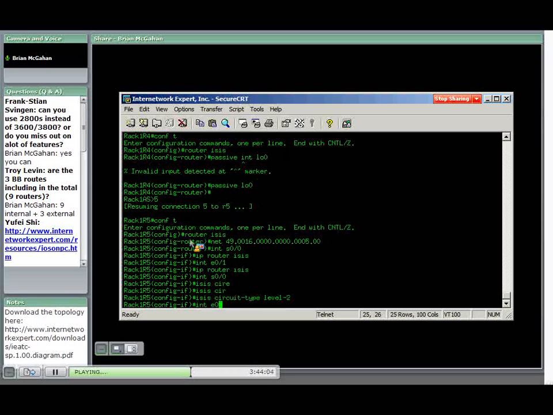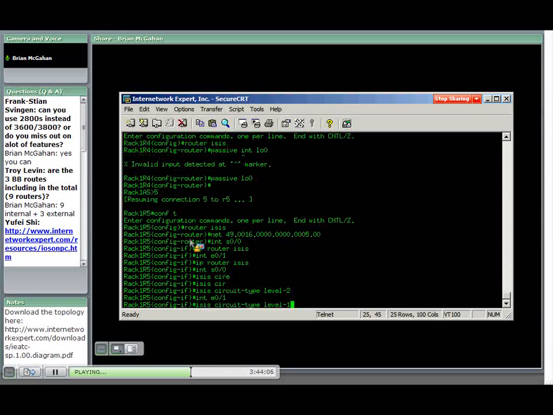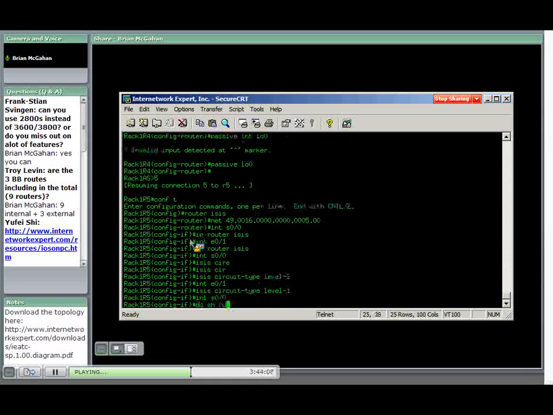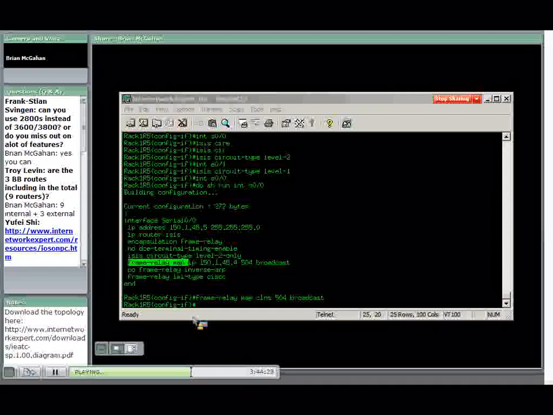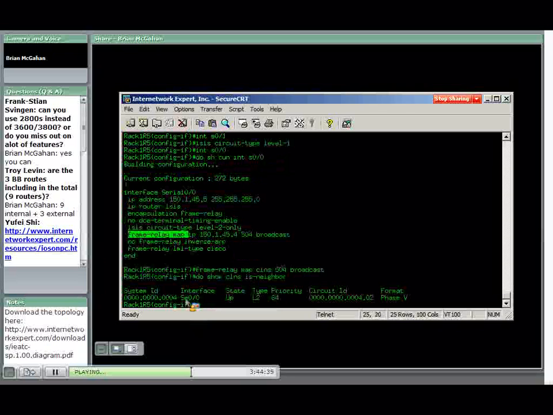Now, for the link over to router 4, we only want to form level 2 adjacency. So on the serial link, we're going to say that the IS-IS circuit type for this link is going to be level 2 only. Then the Ethernet link over to router 6, that's going to be level 1 only. And additionally, just like on router 4, if we look at the frame relay configuration here, under this interface, we're going to need to provide transport for CLNS. So we'll say frame-relay map clns, out circuit 504.